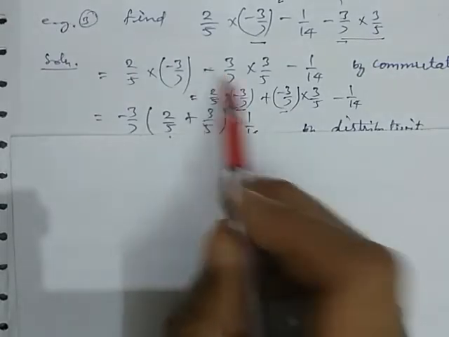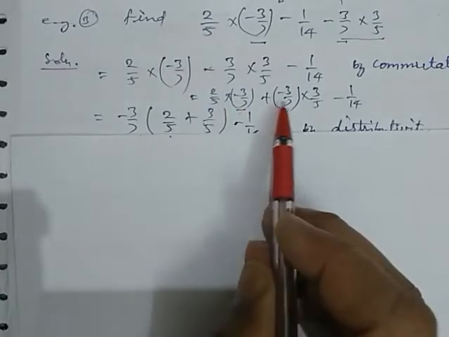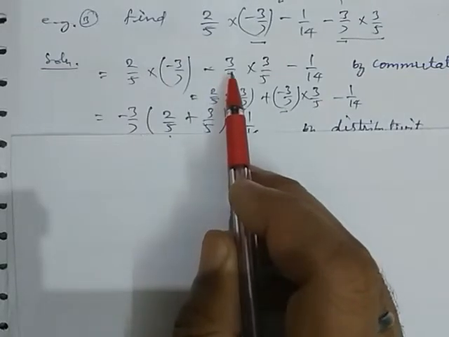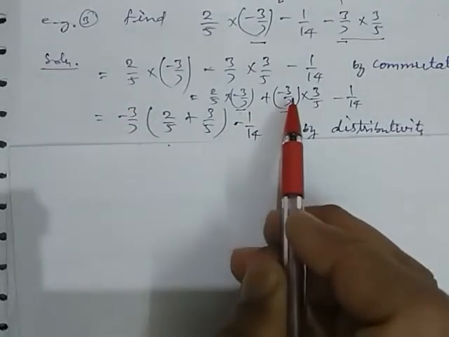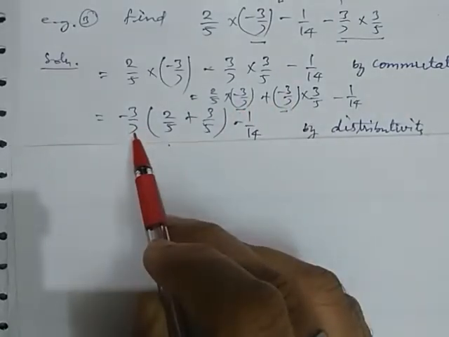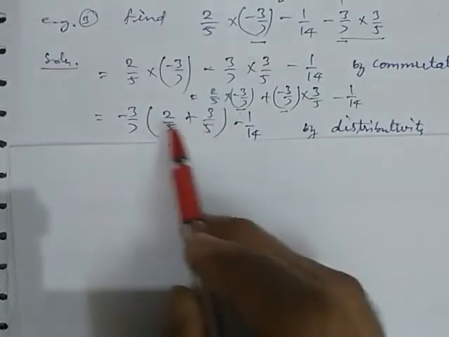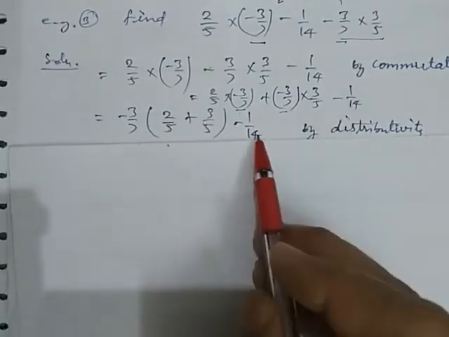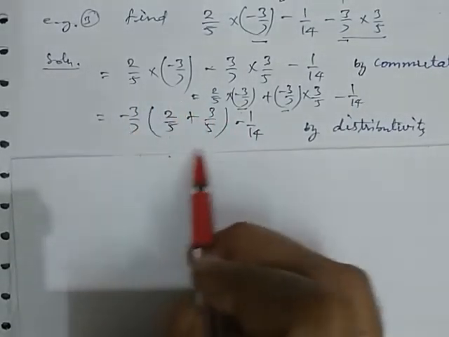Okay, so this becomes plus and this negative sign goes to 3 by 7. Now why do we do this? Because we want to make both these terms the same, because by this we can take minus 3 by 7 common. So in both these terms there is minus 3 by 7. We take minus 3 by 7 common. What is left? Here 2 by 5 and here 3 by 5. So minus 3 by 7 times (2 by 5 plus 3 by 5) and minus 1 by 14 here. This is what we are doing by converse of distributivity.